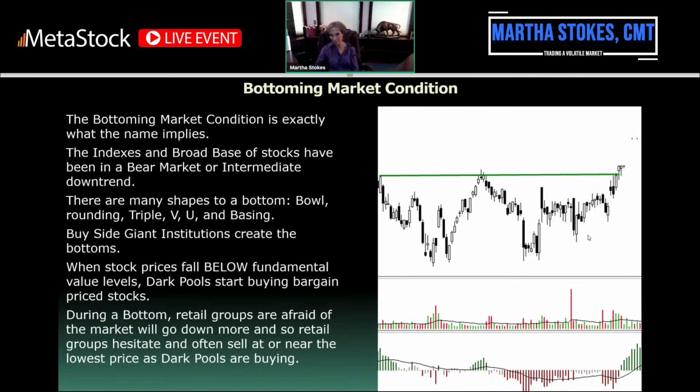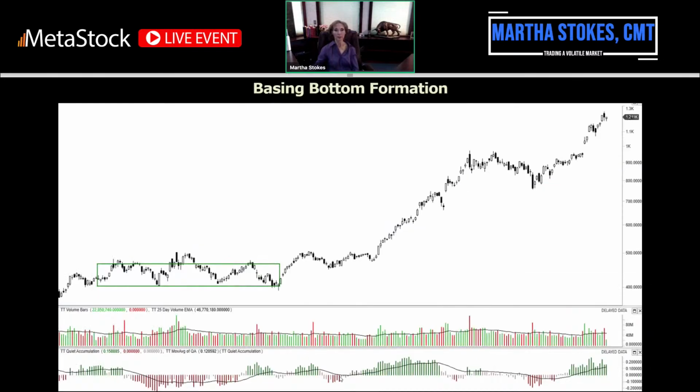Okay, so you can see that the power of the dark pool and the pro traders with all that money is pushing that price up out of the bottom. You do not want to be doing that. You want to be with them. Retail news is full of fear, negativity, and misinformation. It gets so boring. Okay, we have a basing bottom, and that's where they're accumulating.